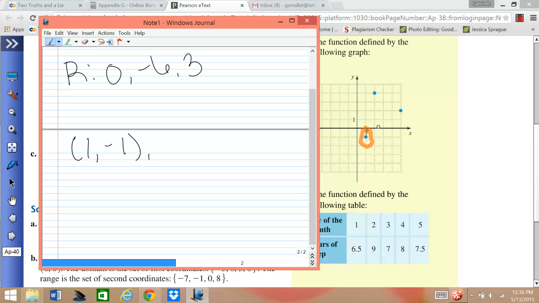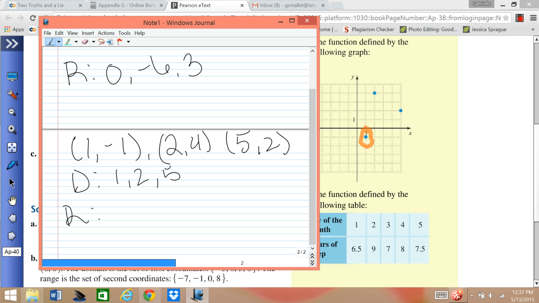What's the second ordered pair? Well, it'll be 2 and then 1, 2, 3, 4. So it'll be 2 and 4. Okay, so that's our second ordered pair. And the third ordered pair would be 2, 3, 4, 5, and 2. Now that we figured out what the ordered pairs are, we should be able to identify what the domain is and what the range is. The domain is the x values, so that'll be 1, 2, and 5. Then my range values would be -1, 4, and 2.